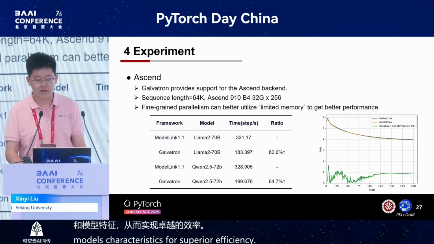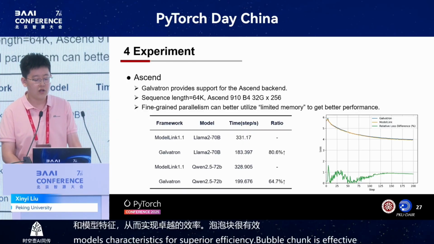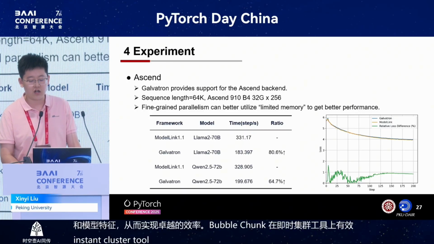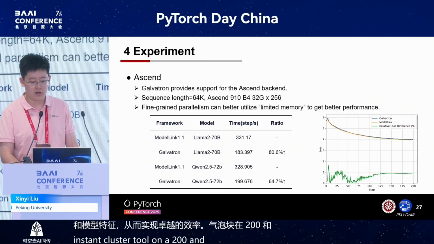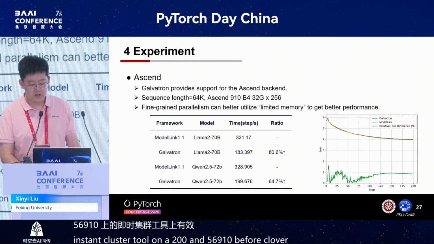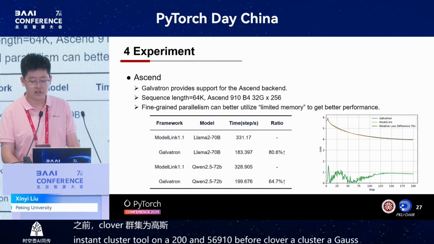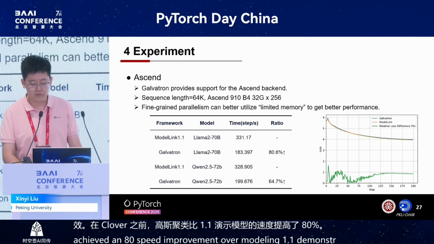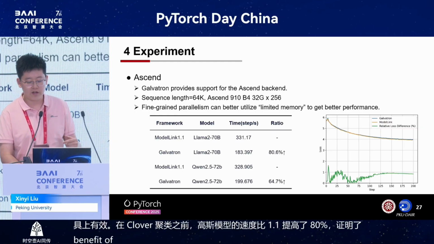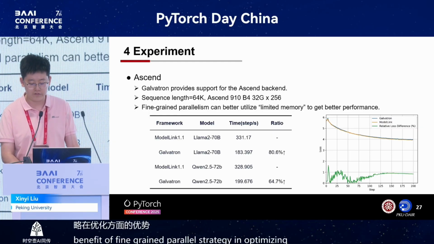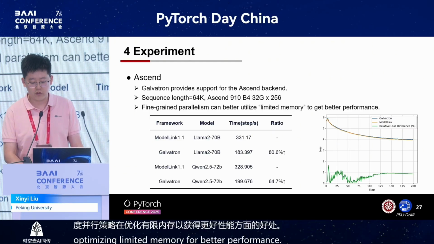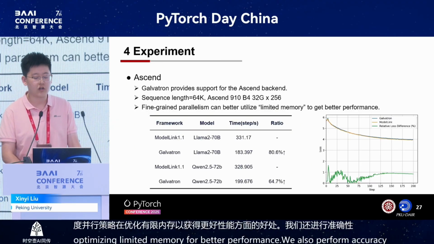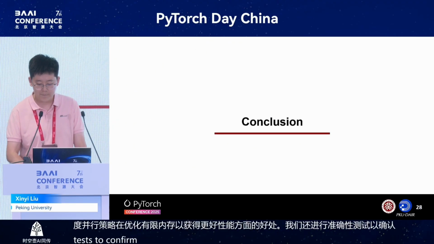Galvatron is effective on ASIC clusters too. On a 256-card 910B4 cluster, Galvatron achieved an 80% speed improvement over MindSpeed, demonstrating the benefit of fine-grained parallel strategy in optimizing limited memory for better performance. We also performed accuracy tests to confirm the correctness of Galvatron.